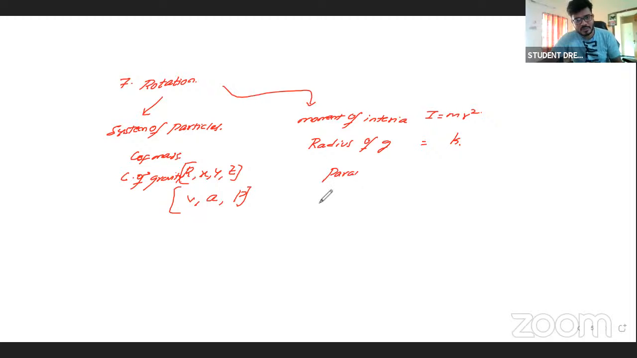And after that, we'll discuss the perpendicular axis theorem. And in rotational motion, again, we are going to discuss the relation between angular and linear fashion. Linear and angular, what relations are there, we are going to discuss here. Okay, and this depends upon the shapes.